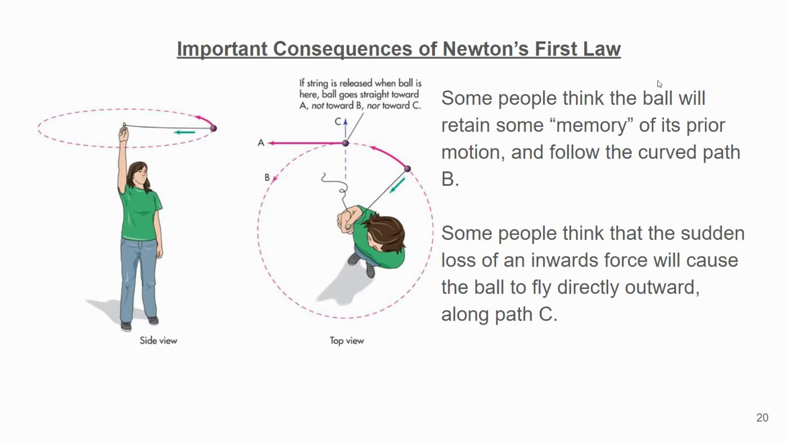Some people think it would be B. The ball will continue to curve, kind of as if it remembered that it was curving. It had curving motion before, so some people think, well, that needs to be retained in some way, but it doesn't. And other people say, well, if the string was pulling it in, all of a sudden the string disappears. Well, then it must go out. So they would think it goes in C, but that's wrong too. The answer again is A.